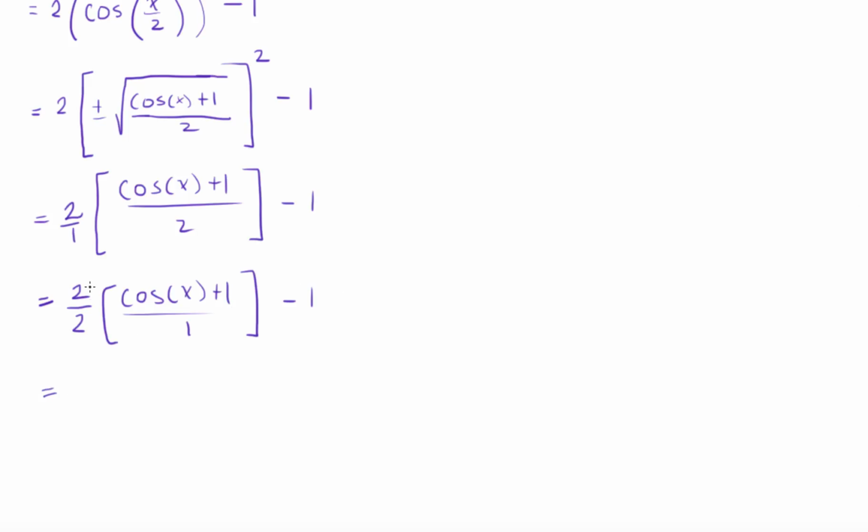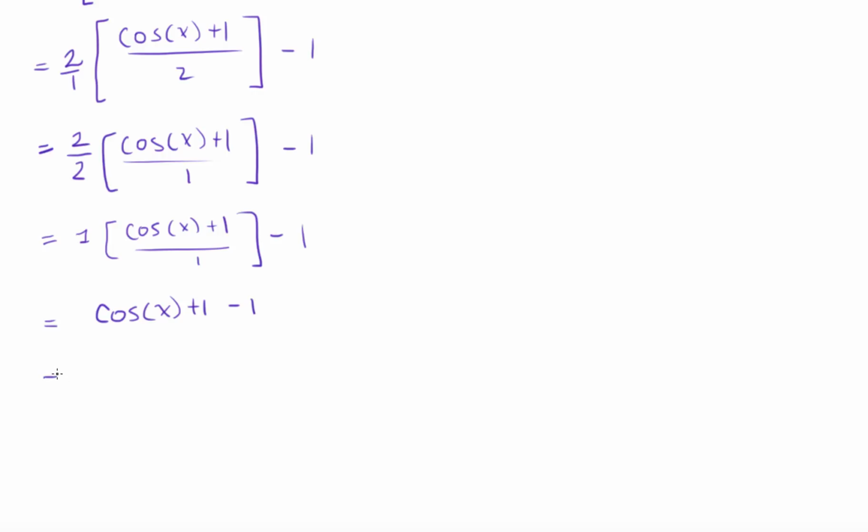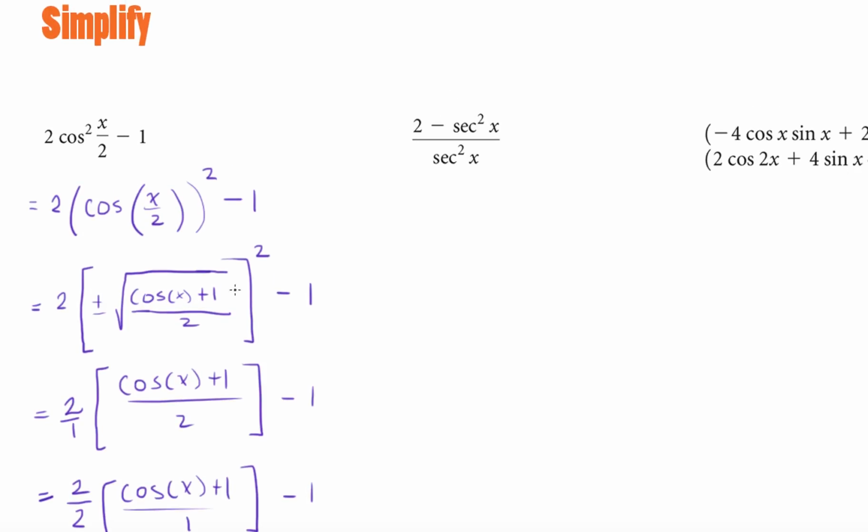Now, the reason I do that is because 2 over 2 is 1, and you're left with 1 times cosine of x plus 1 over 1 minus 1. I know the extra ones are unnecessary, so I'm just going to get rid of them. Now that you don't have anything besides a 1 outside the parentheses, you can drop the parentheses, and you're left with cosine of x plus 1 and then minus 1. And clearly, plus 1 minus 1 would just give you 0, so you're left with cosine of x. And that's the most simplified it can get. So that's how you find the answer.